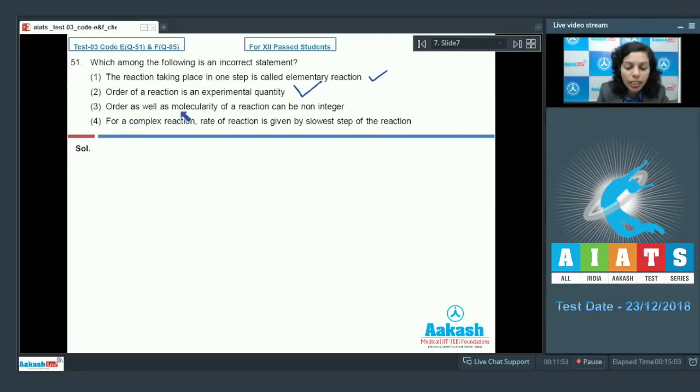Then we have order as well as molecularity of a reaction can be non-integer. In this case, this is the incorrect statement because if we talk about order, it can be non-integer, but in case of molecularity, we cannot say it should be whole number. It cannot be non-integer. So this statement is wrong. Further, for a complex reaction, rate of reaction is given by the slowest step of the reaction. Yes, it is a fact even. So this is also correct. Which statement is wrong? Statement 3 that's given here is the wrong statement. That's why you should choose it.